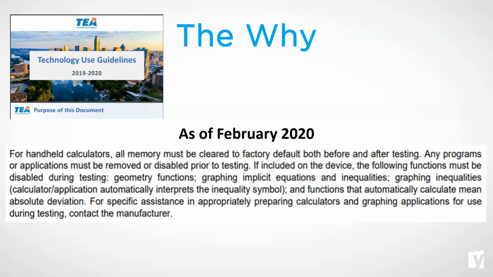And if included on the device, the following functions must be disabled during testing: geometry functions, graphing implicit equations and inequalities, graphing inequalities, and functions that automatically calculate mean absolute deviation. You may be watching the video right now and having a little panic. You're like, I don't even know what these things are. Don't worry about it. I will get you there.